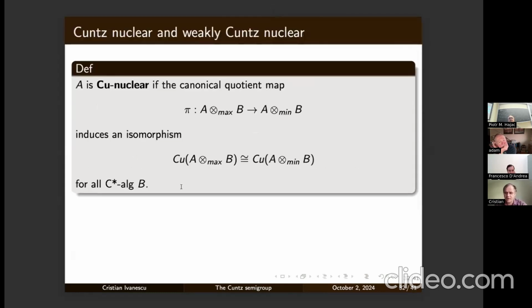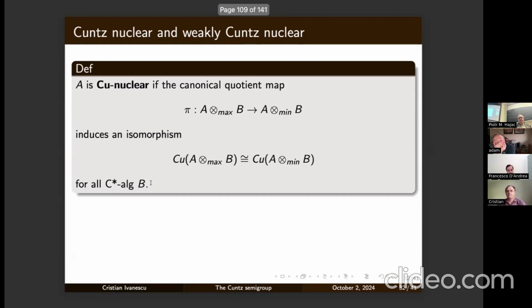Inspired by these definitions, we introduced the following similar concept. We say that A is Cu-nuclear, or Cuntz nuclear, if the canonical quotient map going from the maximal tensor product to the minimal tensor product induces an isomorphism between the Cuntz semigroups of A tensor B, maximal tensor product, and the minimal tensor product, for all C*-algebras B.